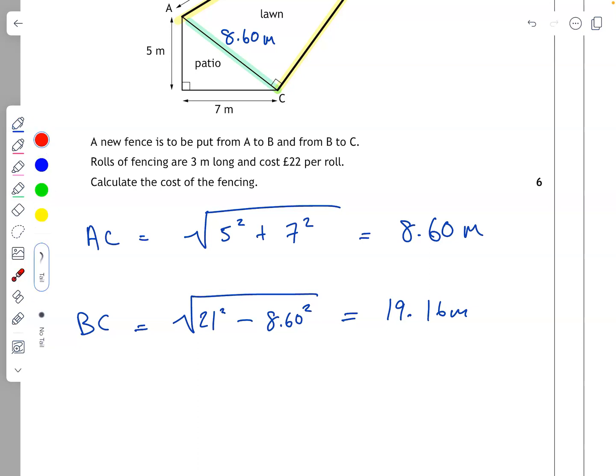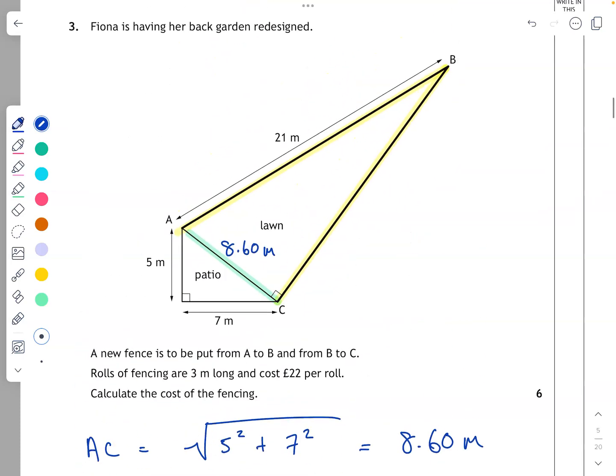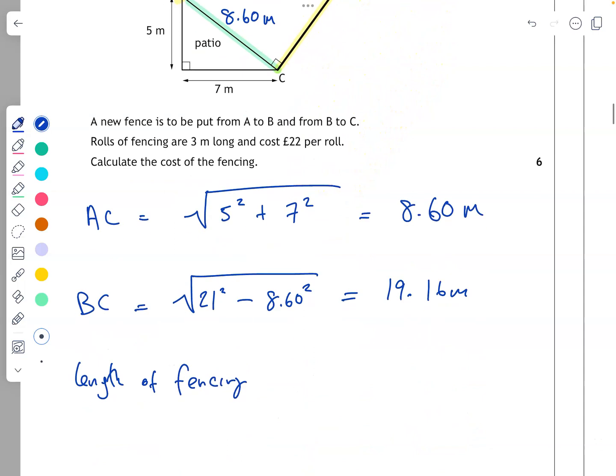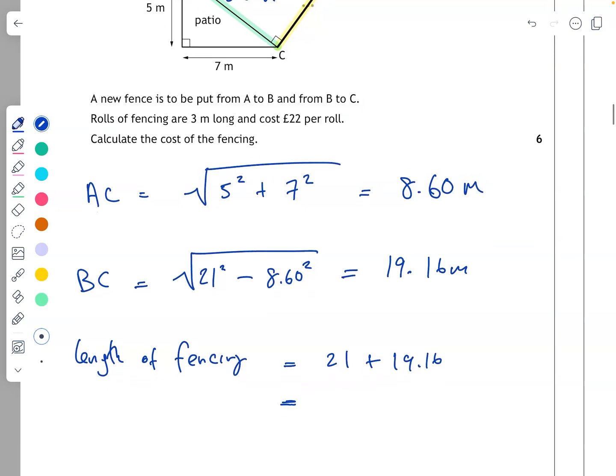So the next section: the rolls of fencing are 3 metres long and £22 per roll. Calculate the total cost of the fencing. So the length of the fencing is going to be the AB plus the BC. So it's going to be this 21 plus this 19.16. And that is 40.16 metres.